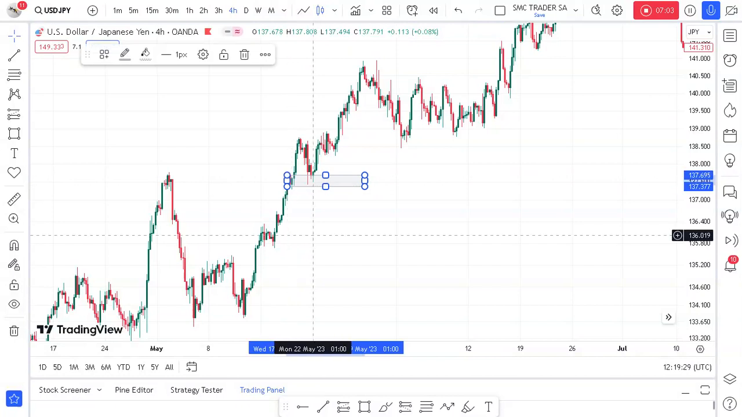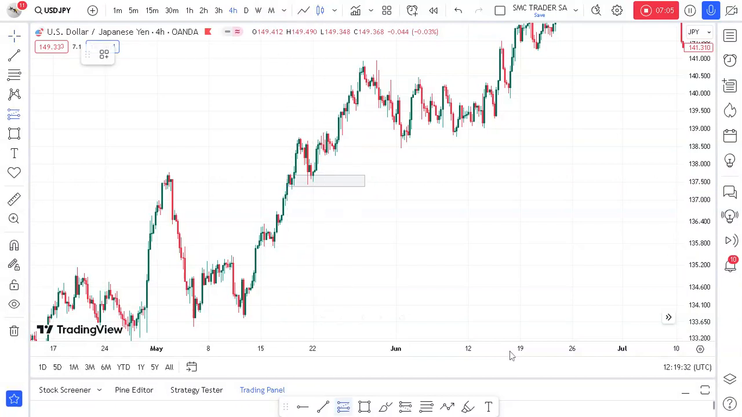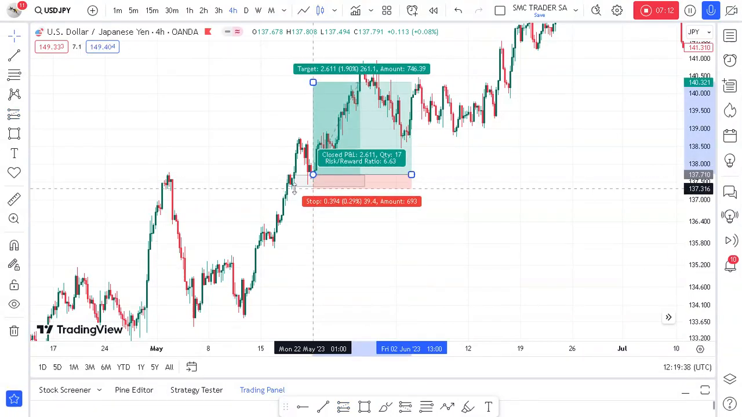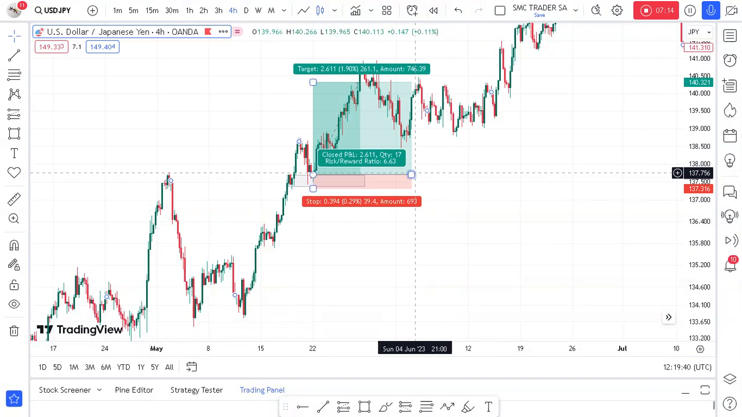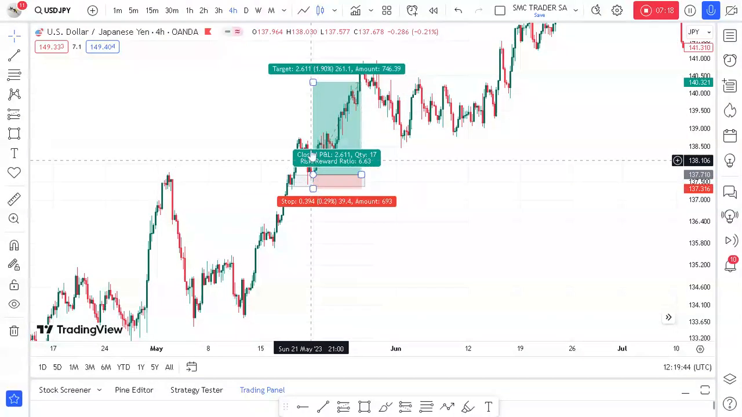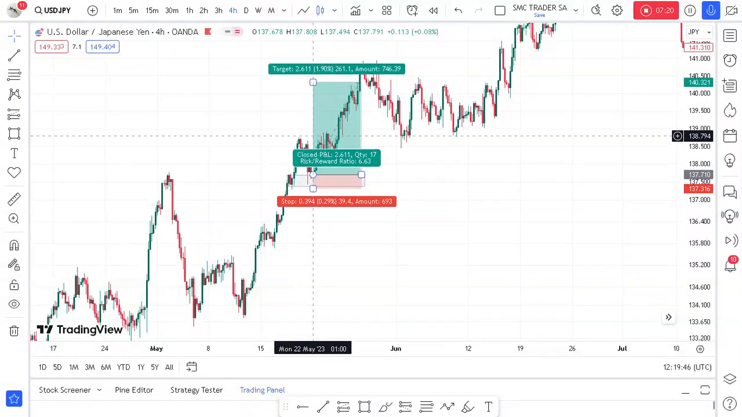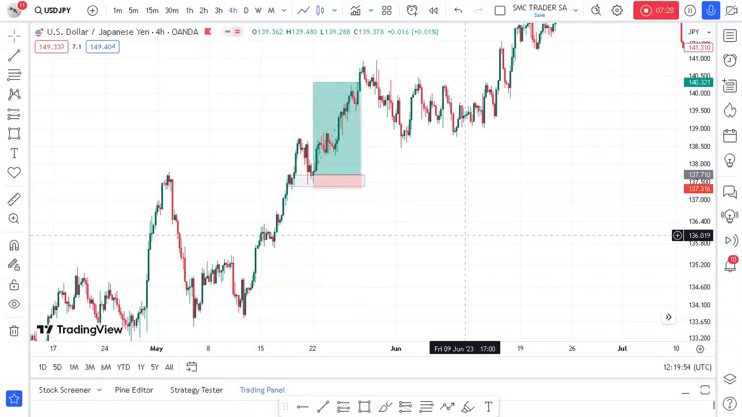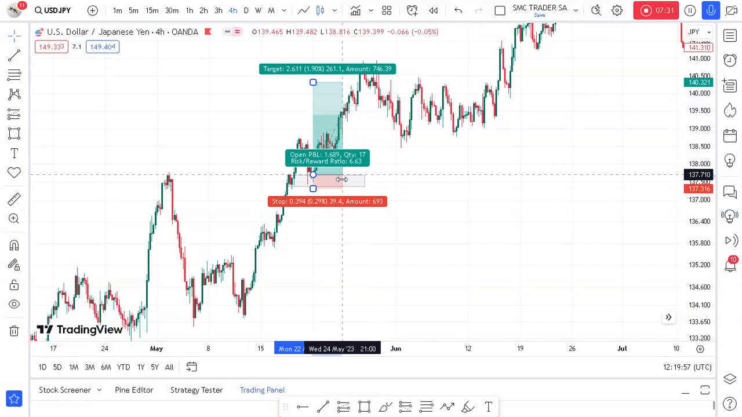This would have been my entry here because of this pullback. I would have risked less below. Let's say I would have locked my profit once it breaks the structure here. I know very well that we broke the structure to make a new high, so that's where I would have locked my profit.